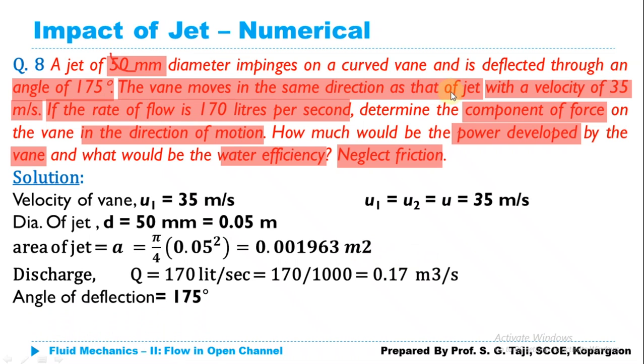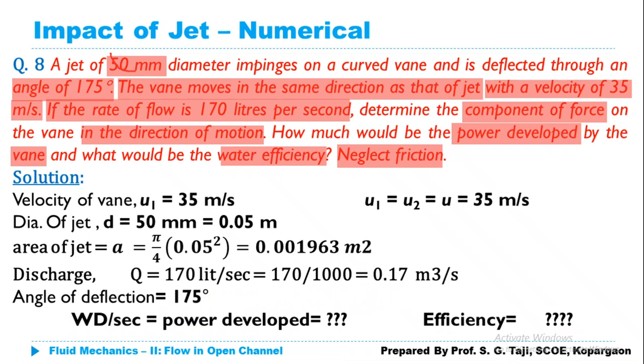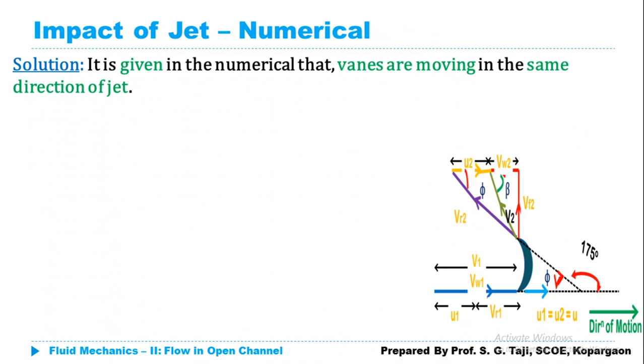As my jet is moving in the same direction in which our vanes are moving, that means this angle of deflection is given at the inlet. That means we can simply calculate phi from it. Now what they asked to calculate? Work done per second, or power developed, and efficiency, and they also asked to calculate force. Again it is given that the vanes are moving in the same direction as the jet. That means our jet is horizontal, and we are simply going to draw our inlet velocity triangle like this, and this will be our outlet velocity triangle.